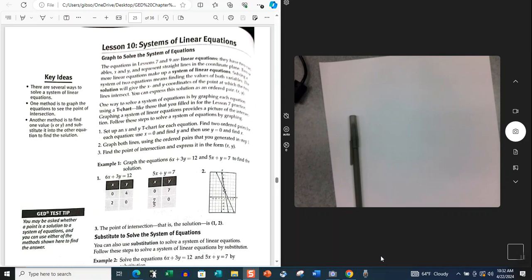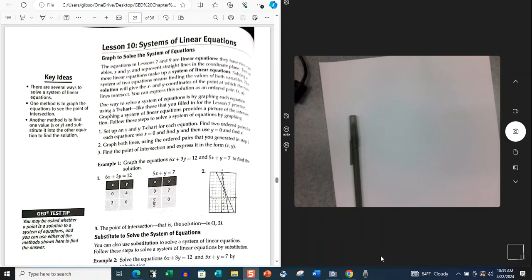One way to solve a system of equations is by graphing each equation using a T-chart, like those that you filled in for lesson 7 practice. Graphing a system of linear equations provides a picture of the intersection. Follow these steps to solve a system of linear equations by graphing.